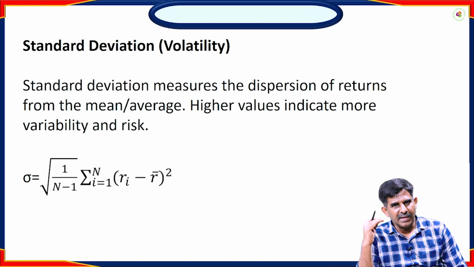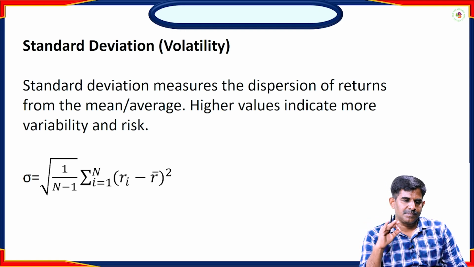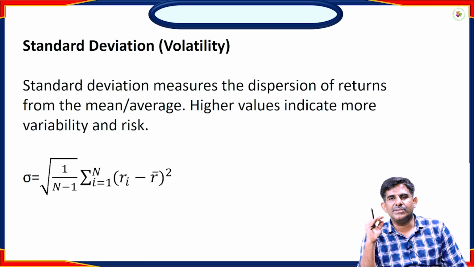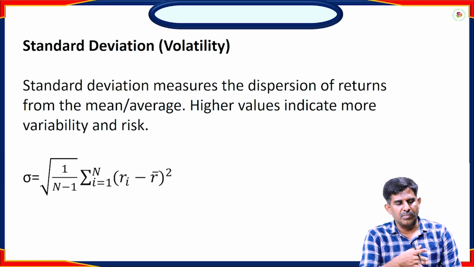If the standard deviation value is very high, we say that this particular stock is highly volatile and more risky to invest in. If it is very low, that particular stock is less risky to invest in. The standard deviation measures the dispersion of the returns from the mean or average. Higher values indicate more variability and risk. Okay, so that's about standard deviation. It's one important metric, and I have given the formula here to show how to calculate it.